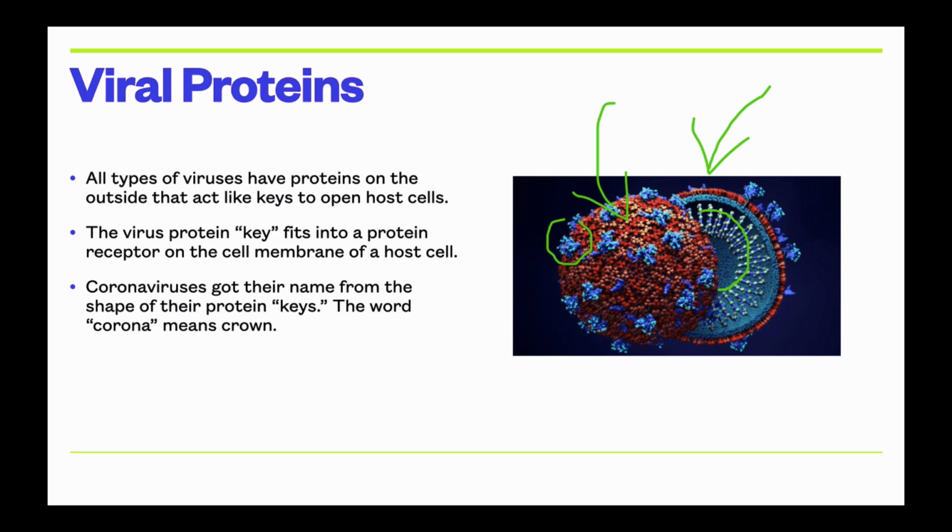And in this case, COVID-19, or the coronavirus, can infect humans. So that means its crown-shaped protein keys can fit into receptors in the respiratory system of humans. And that's why it makes people sick.